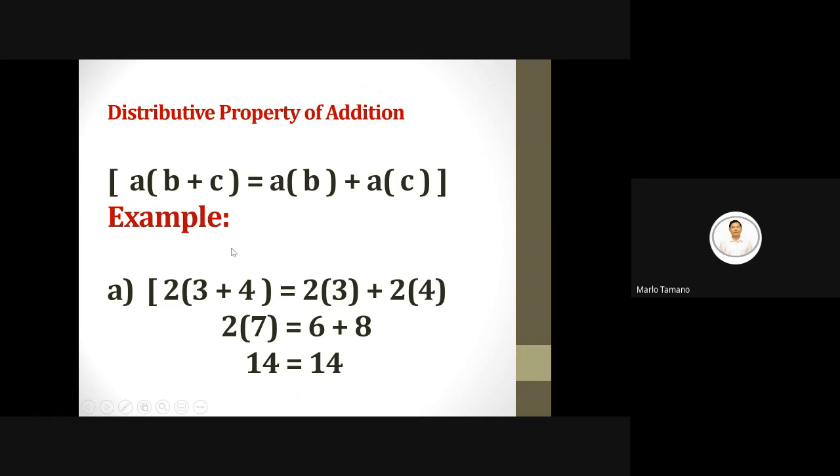Or you do it like this, 3 plus 4, that is 7. 7 times 2 is what? 7 times 2 or 2 times 7 is 14. Pero tignan ninyo nandito sa right side. So 2 times 3 is 6. 2 times 4 is 8. Pareho lang, di ba? So we have here 6 plus 8 is 14. 14 is equal to 14. That is correct. That is a true statement.